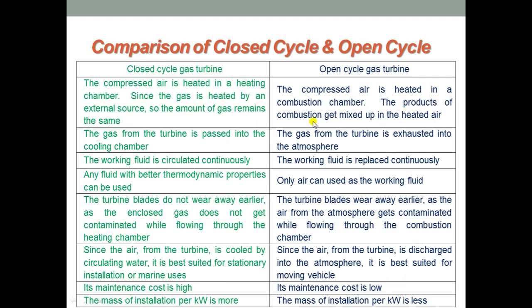The products of combustion gets mixed up with the heated air. So, the mass of the air is going to increase in open cycle gas turbine. The gas from the turbine is passed into the cooling chamber in closed cycle after undergoing expansion through the turbine. The gas in open cycle is exhausted into the atmosphere after undergoing expansion process through the turbine blades.